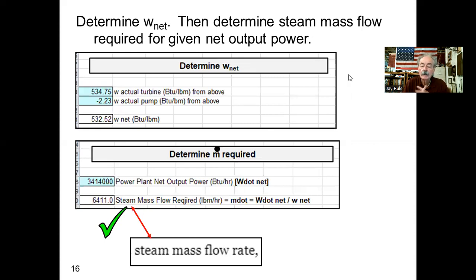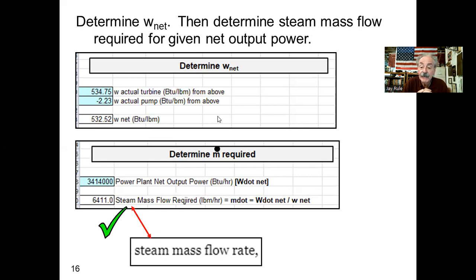Okay. Let's see, what have we done? Now we've got to recap. We analyzed the turbine and got W turbine actual. We analyzed the feed water pump. We got W pump actual. And we just wrote them down here. All I have to do to get the net work, BTUs per pound, W dot over M dot, is to add those two together. So the net work is 532.5 BTUs per pound.